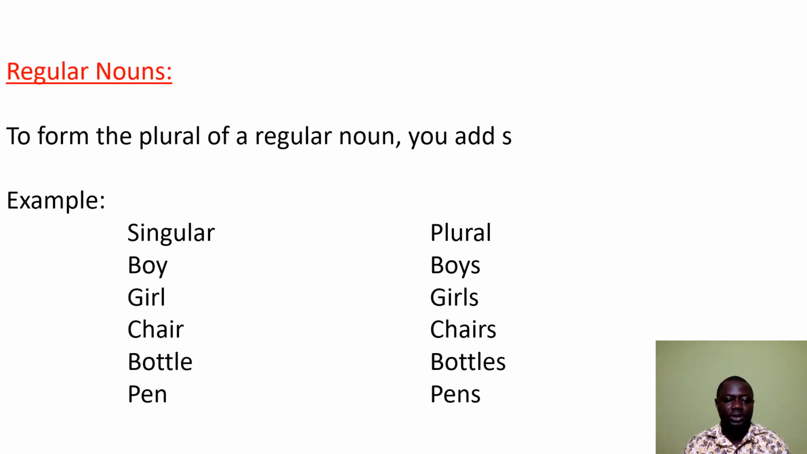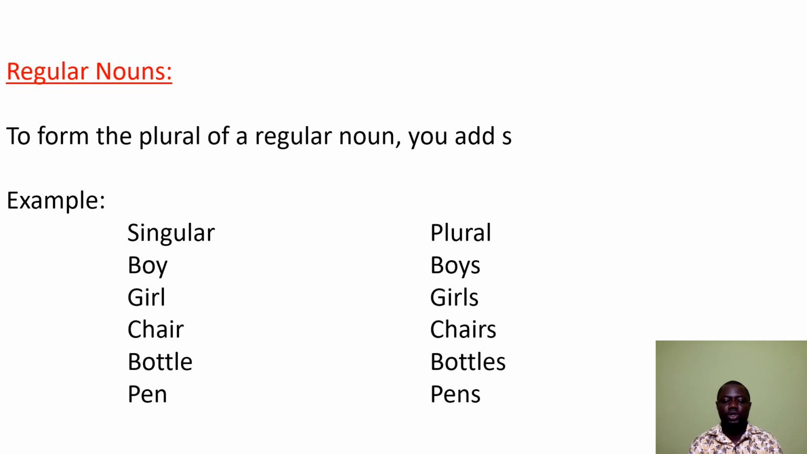Okay, regular nouns. To form the plural of a regular noun, you just add s. So regular nouns are nouns that form their plural by adding an s. For example, boy. The plural of boy is boys. You add an s to boy and you get boys. The plural of girl is girls. You add an s to it and that settles it.